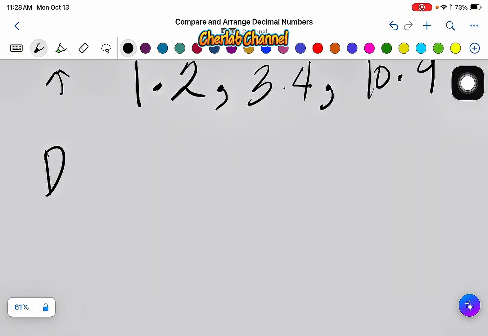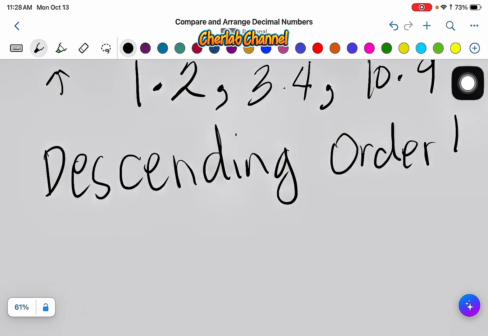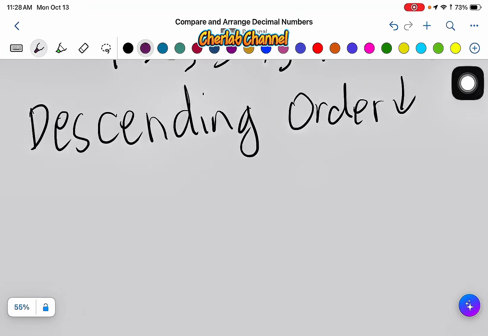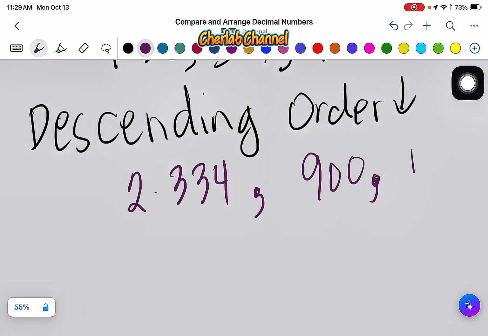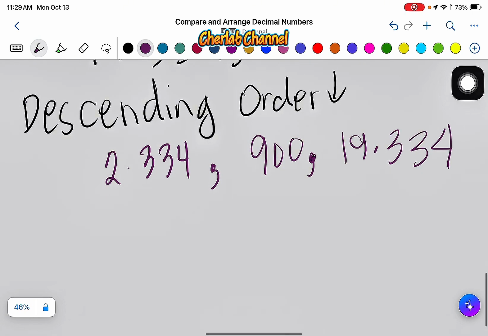Now, how about in descending order? Meaning, baba. From the greatest number to the lowest number. Okay? Let's say we have here 2.334, 900, 19.334. Alright. So, first is, again, to understand that descending order means mula sa pinakamataas hanggang pinakamababa.